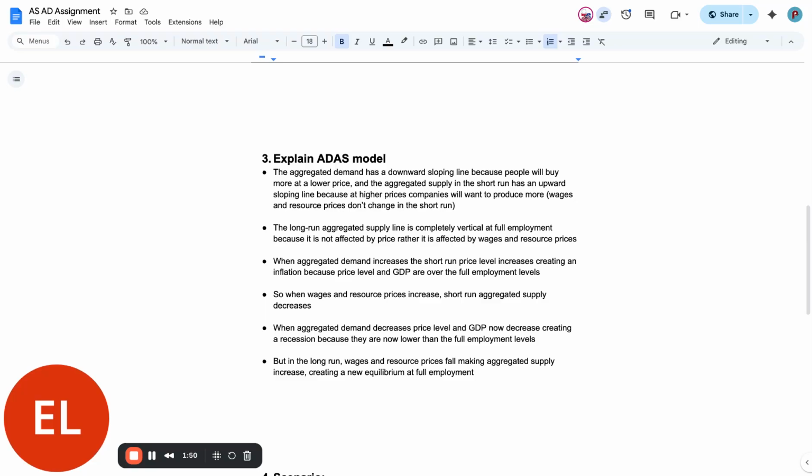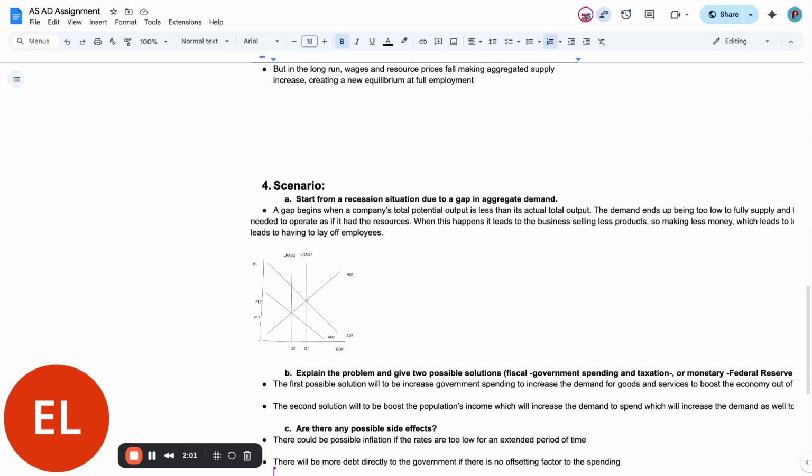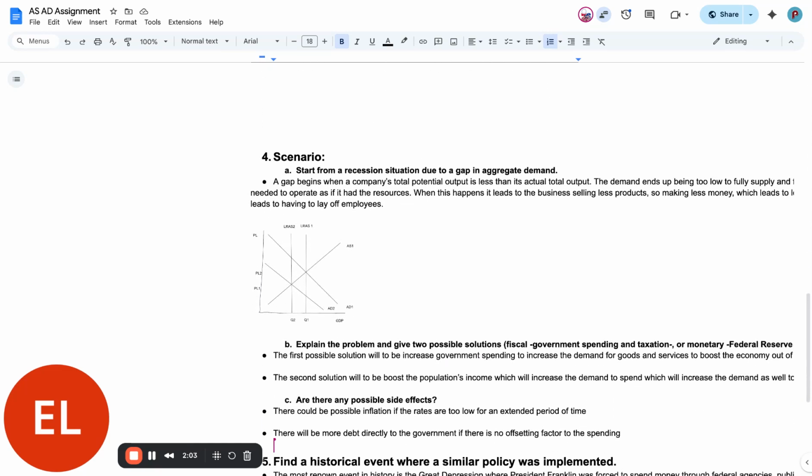And when aggregate demand increases, the short run price level increases, creating inflation because price level and GDP are over the full employment levels. So when wages and resource prices increase, short run aggregate supply decreases.